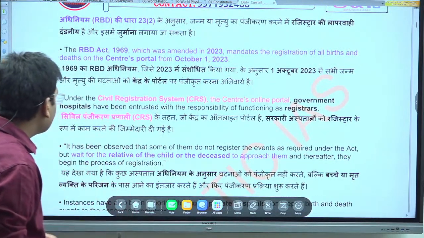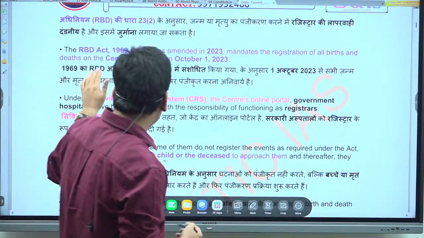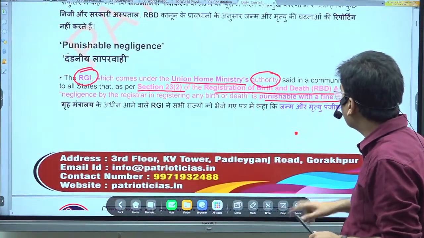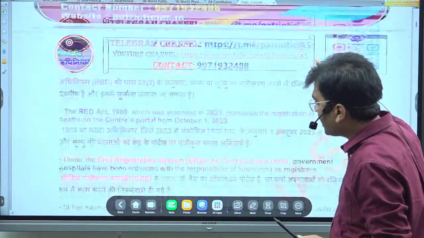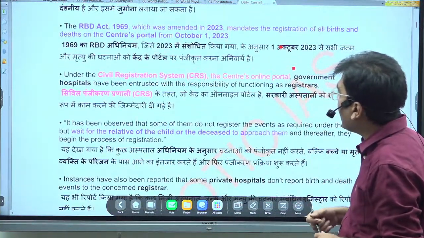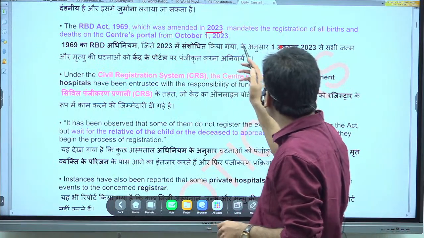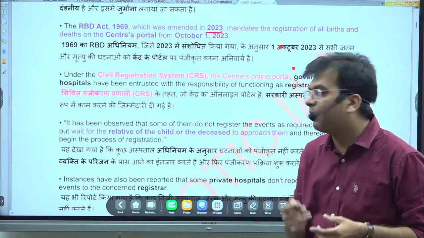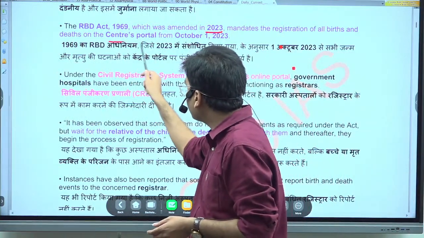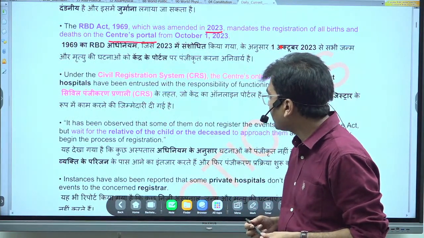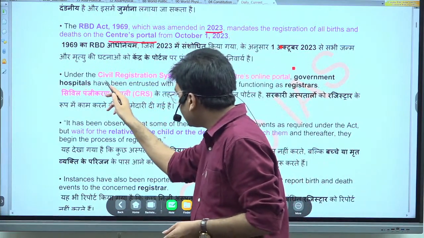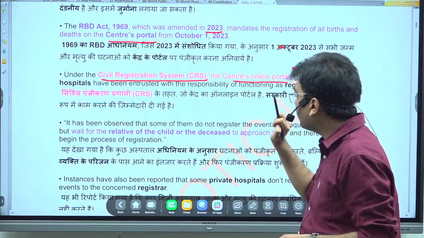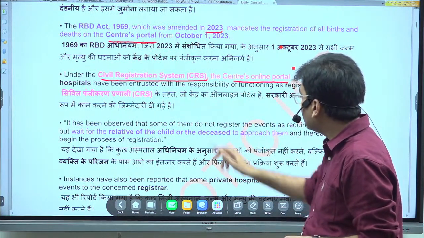Beside that, you will see that the Registrar General of the Registration of Births and Deaths Act, that was passed in 1969, was amended recently in 2023, and here we have brought the provision for online application and online registration on the central portal. So here we have the civil registration system, and under that the central online portal works.